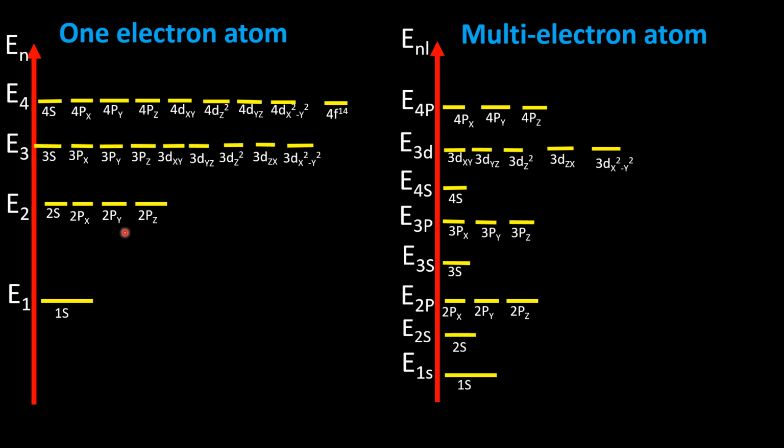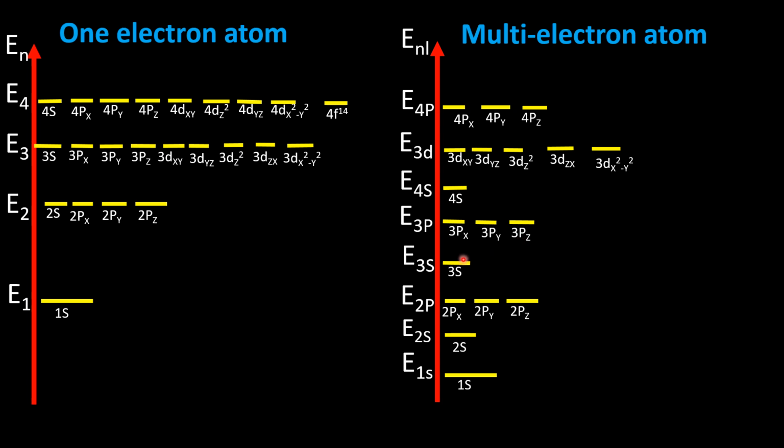The states in the one electron systems are degenerate, while in the multi-electron system these states are non-degenerate. Here the 2s and 2p states are in different energy states, while in the one electron system they are in the same energy states. In the same way, when we go to n equal to 3, the third energy level, the 3s and 3p states are separated by some energy difference. That is, they are non-degenerate.